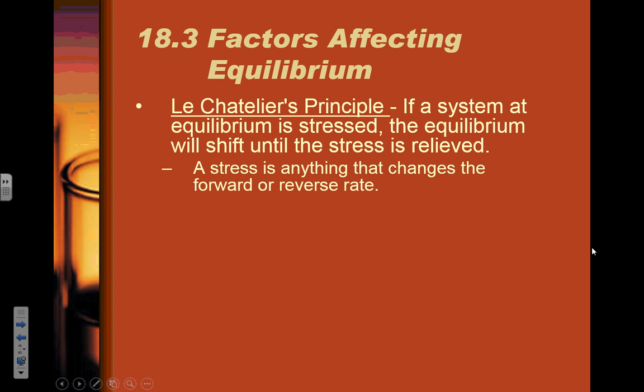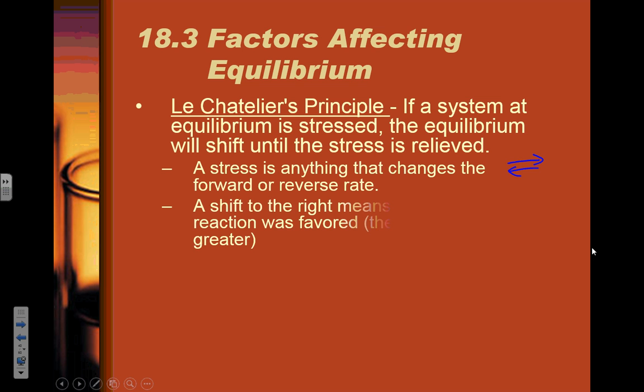So first off, a stress is anything that changes the forward or reverse rate. Because remember, at equilibrium, we have a rate in the forward and in the reverse that are equal to each other. If we do anything that changes just one and they're unequal, or it changes them in a way that makes them unequal, then we have stressed the system. So a stress is anything that causes the forward and the reverse rates to be unequal. If it changes the rates but they're still equal, then it's really not a stress. So that's what a stress is.